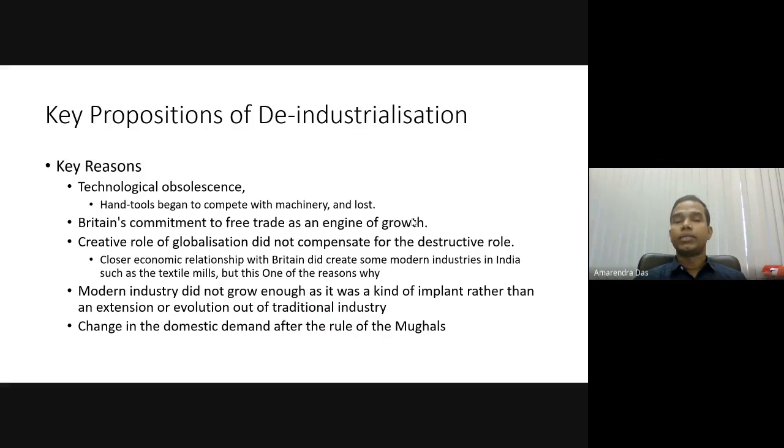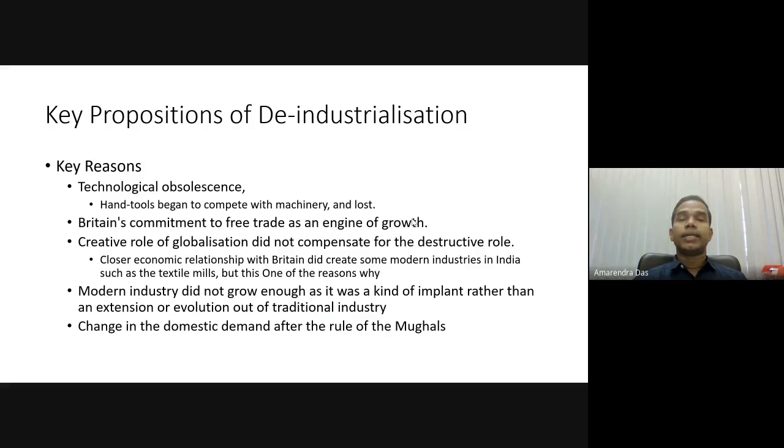Mill and many other economists tried to experiment with their theories in the Indian subcontinent, and so basically they started promoting free trade, and India was badly affected by free trade. Indian industries were not protected, and that is another reason behind the deindustrialization in India.